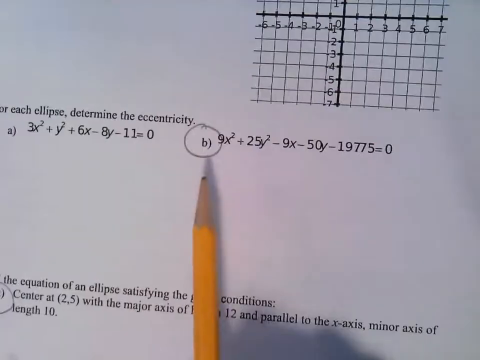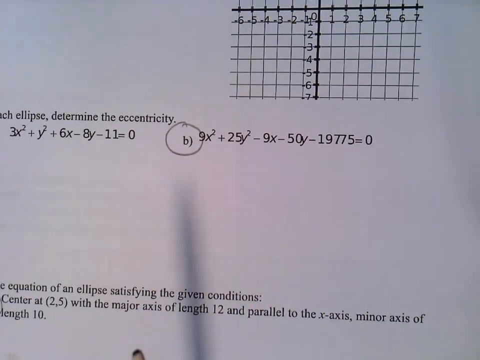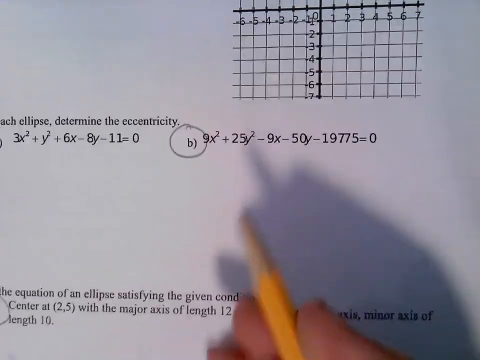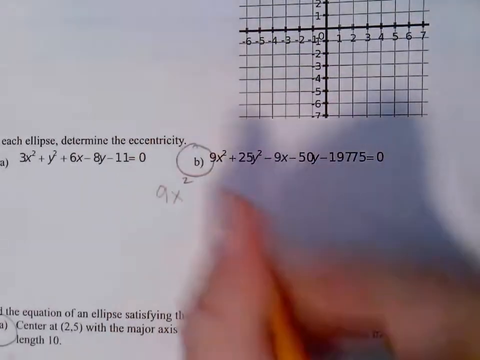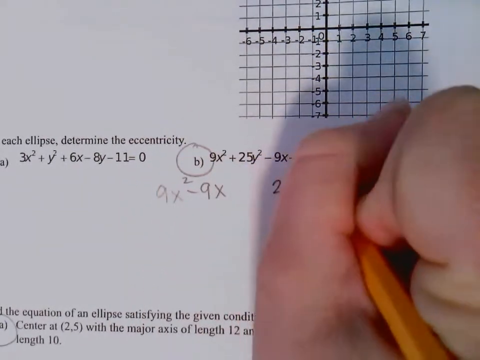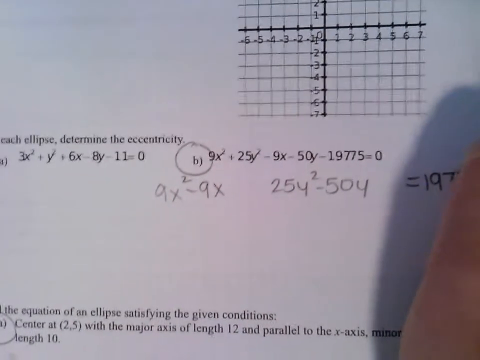All right, and I wanted to just look at number 6b, because this again is completing the square, but this time it's with an ellipse with some big numbers. So we can't just divide through by 9 because now this is an ellipse. So we're going to put our x stuff together. So 9x squared minus 9x, 25y squared minus 50y equals 19775.